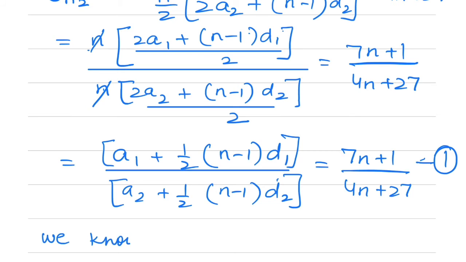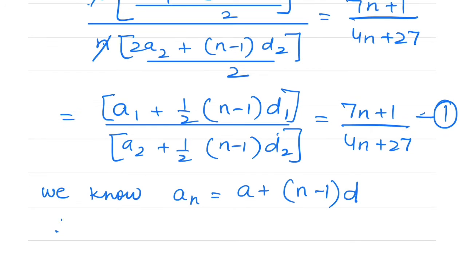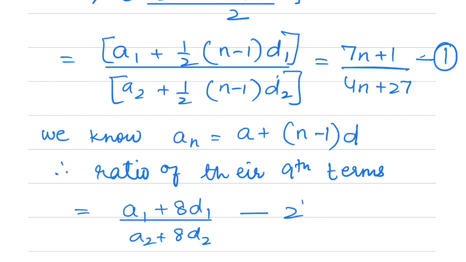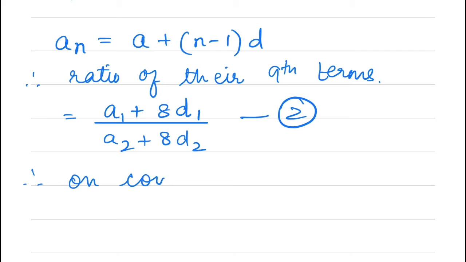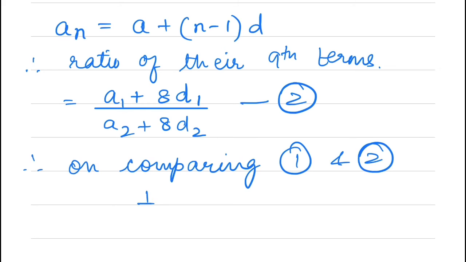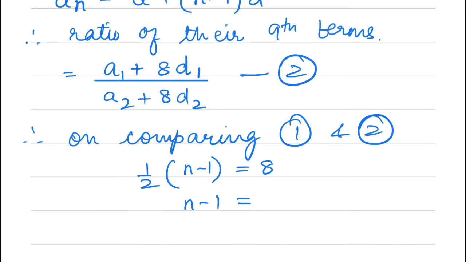We know a_n is equal to a plus n minus 1 into d. Therefore, the ratio of their ninth terms would be equal to a1 plus 8d1 divided by a2 plus 8d2. Let this be the second equation. Therefore, on comparing the first and second equations, we have half into n minus 1 is equal to 8. So n minus 1 is equal to 16, n is equal to 17.